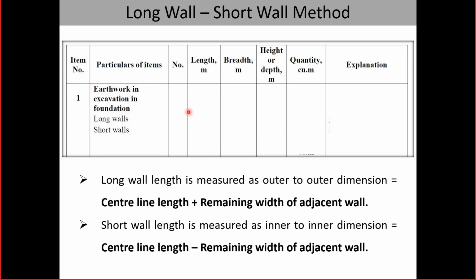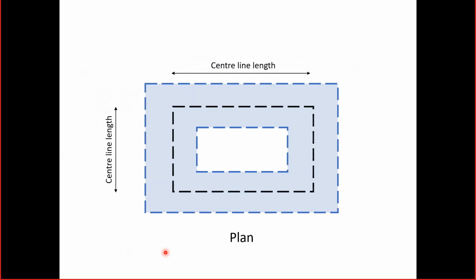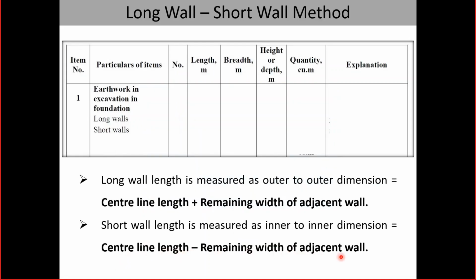As I was saying about earthwork in excavation, in order to construct that particular wall, I need to do the excavation for the long wall, and I need to do the excavation for the short wall also, right? Long wall length is measured as outer to outer dimension, which is centerline length plus remaining width of the adjacent wall. Short wall length is measured as inner to inner dimension, which is nothing but centerline minus remaining width of the adjacent wall. Let's see how it is done.